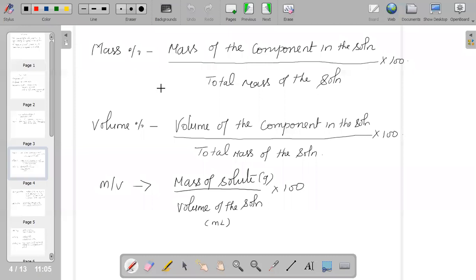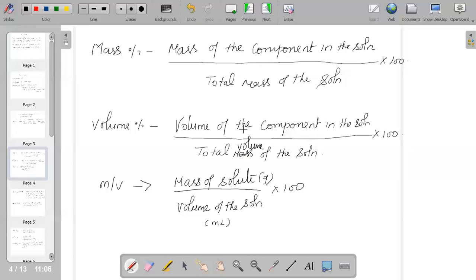In a similar way, we can calculate volume percentage, and based on the volume percentage we can talk about the concentration of the solution. Volume percentage is said as the volume of the component in the solution divided by the total volume of the solution. It is simply the ratio of the volume of the component to the total volume, multiplied by 100.